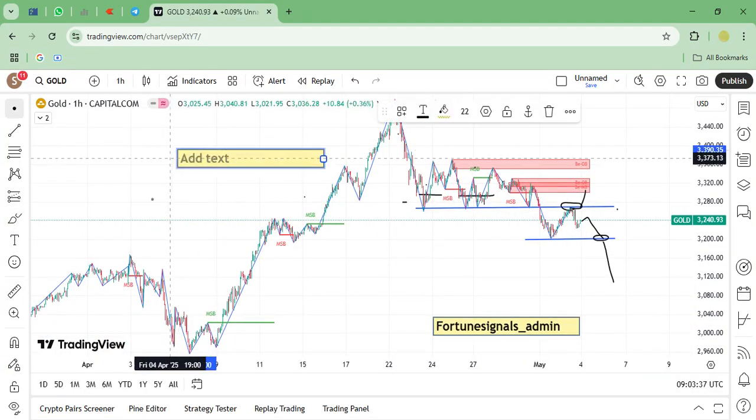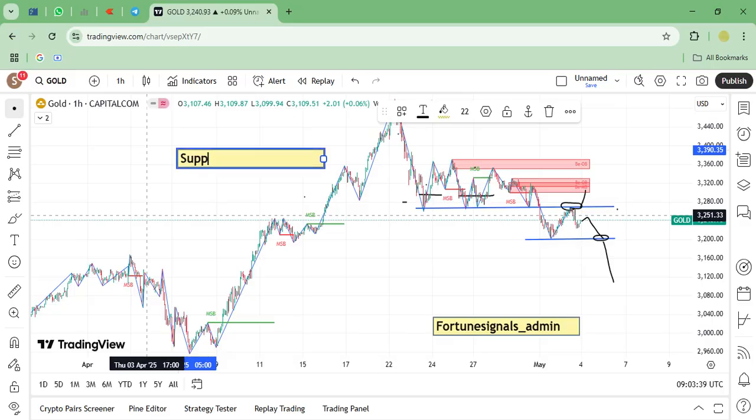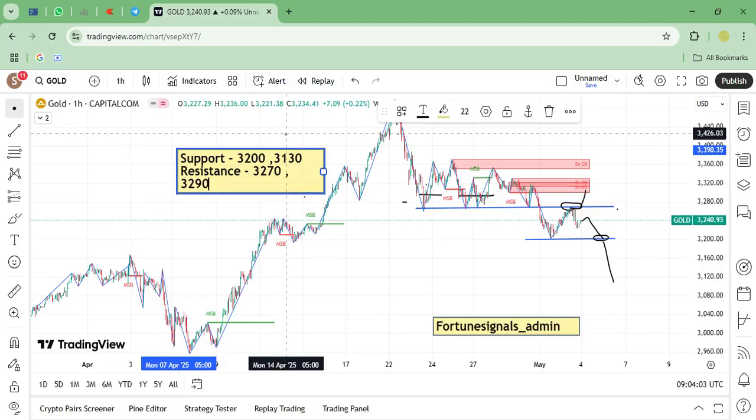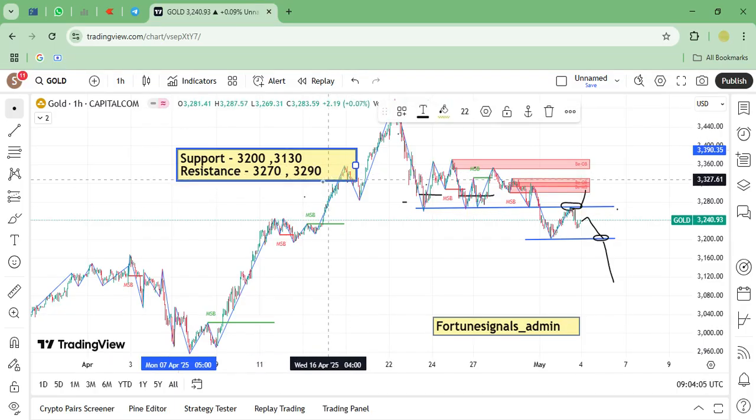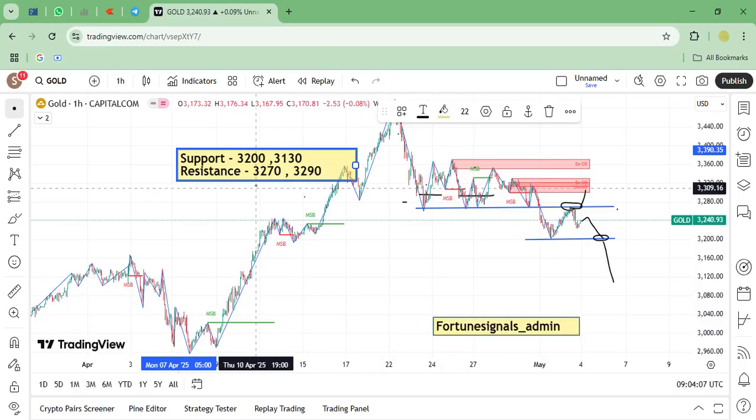Now let me show you the support and resistance levels. Support will be at 3200. If that breaches, then 3130 will be the next support. Yes, support is far away because it's weekly analysis. And if we talk about resistance, then 3270 will work as a very important resistance, and 3290 will be the second resistance. Okay, so if that breaches, we can expect gold can go up again into the bullish zone, into the positive zone.